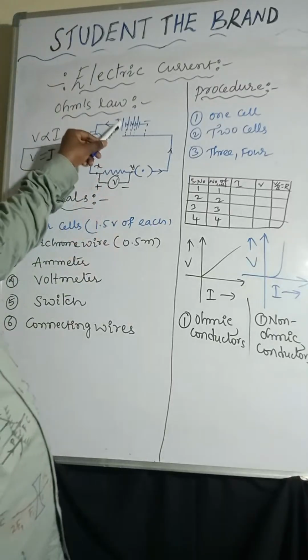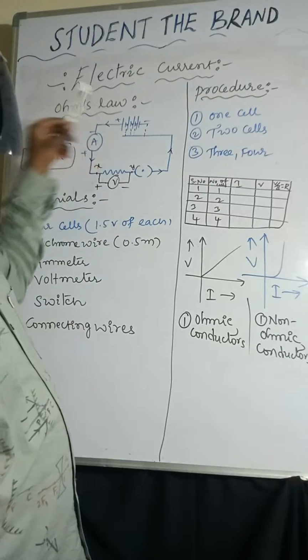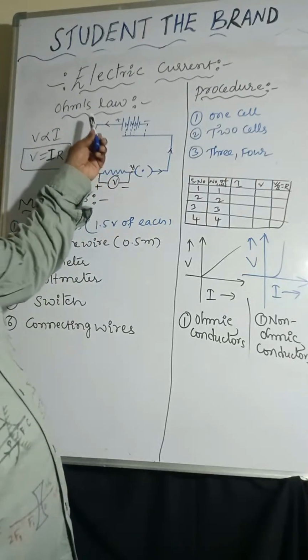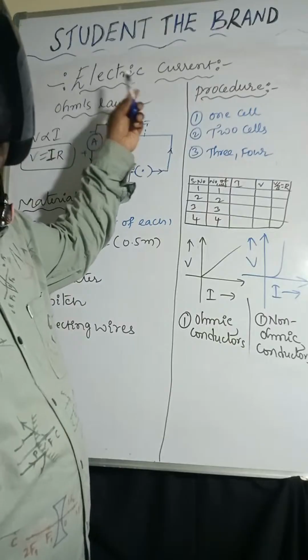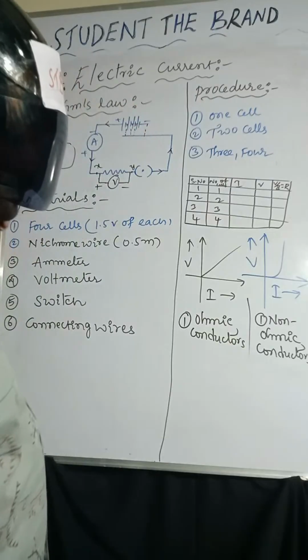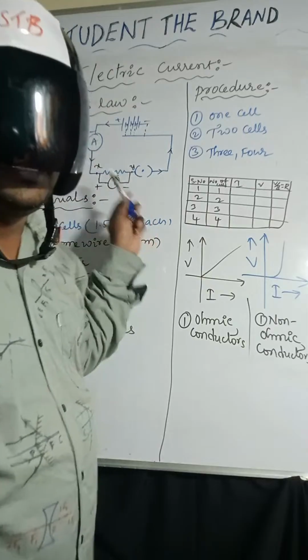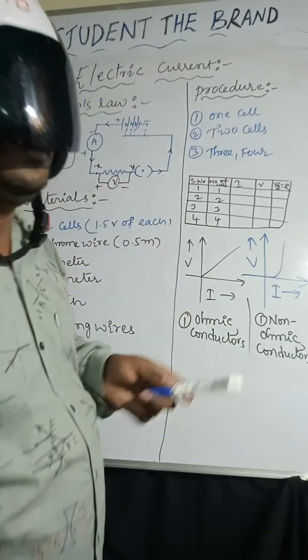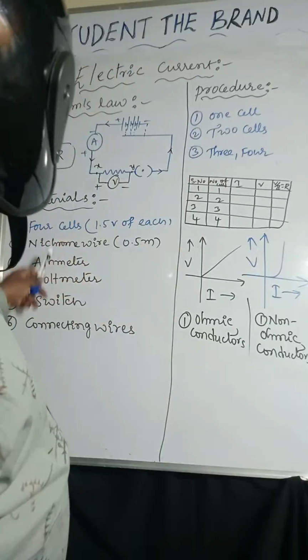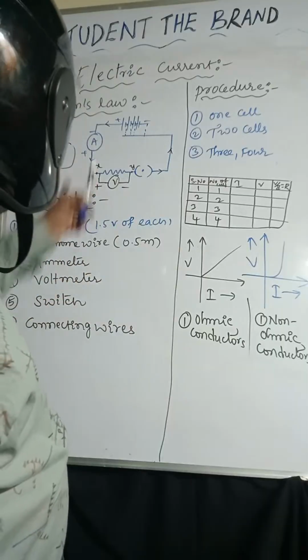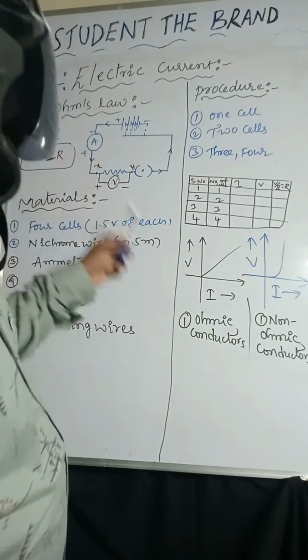Materials: 4 cells, 1.5 volts each. So here, how many cells? 4 cells, 1.5 volts each. Nichrome is an alloy of nickel, chromium, manganese and iron metals. And then ammeter, voltmeter, switch and connecting wires.